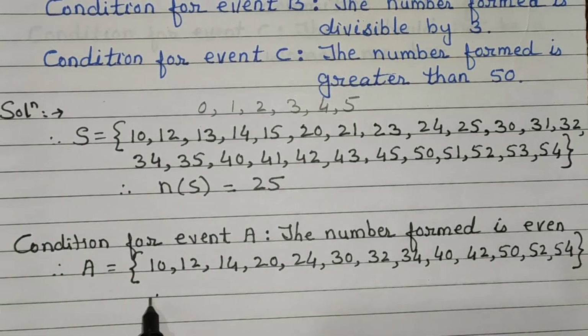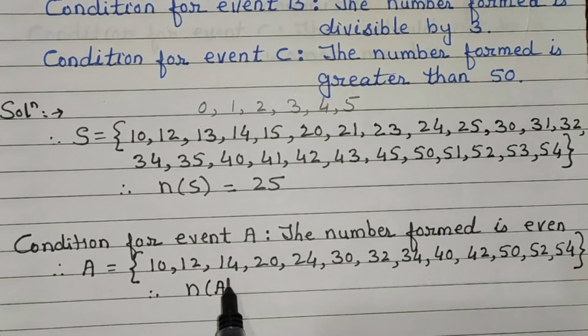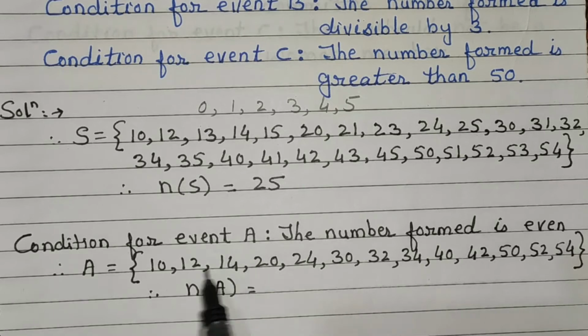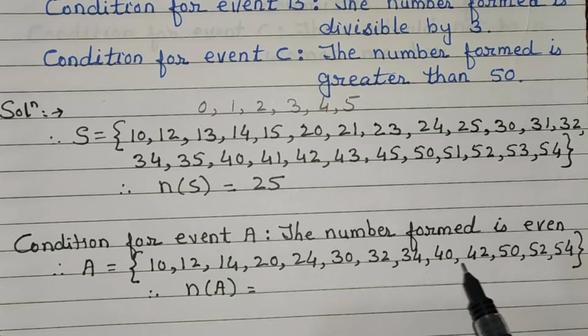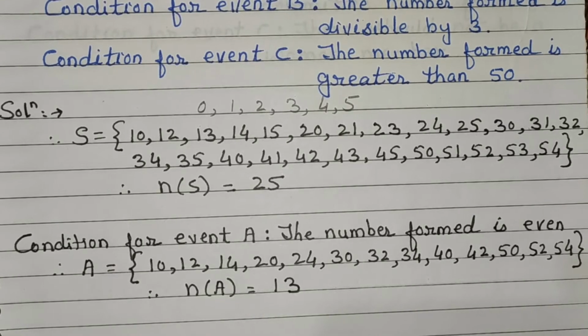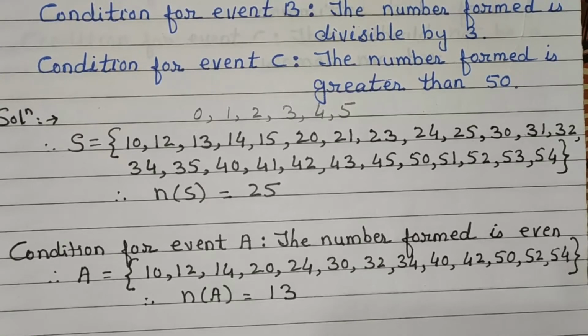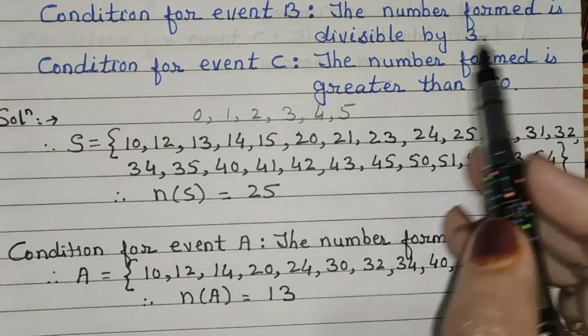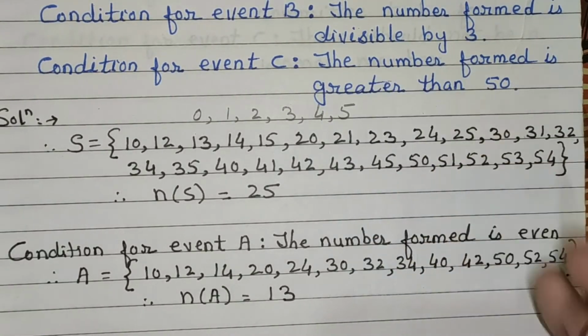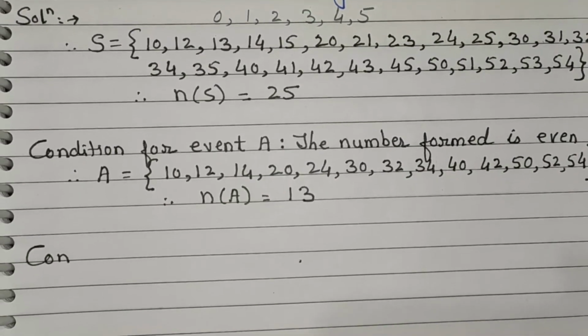Now therefore n(A) is equal to, counting the sample points here, 1, 2, 3, 4, 5, 6, 7, 8, 9, 10, 11, 12 and 13. Therefore n(A) is equal to 13. Now next condition for event B. The number formed is divisible by 3. Write down here.